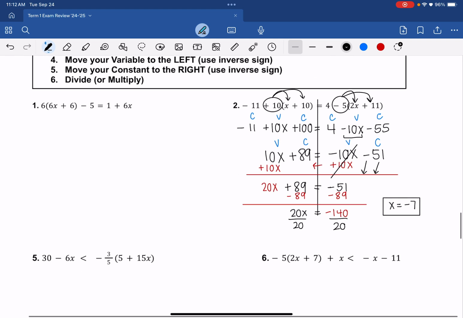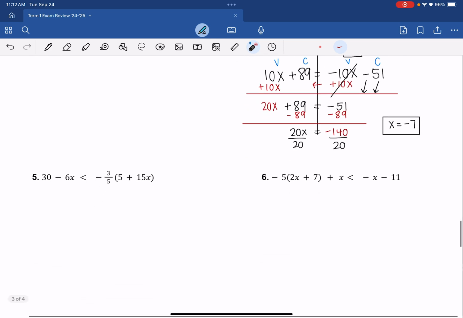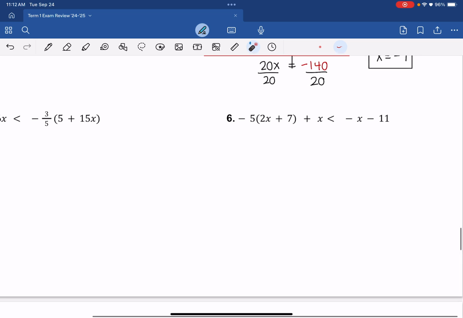Okay. All right. So again, these over here, you're going to end up doing the same steps. We just need to be mindful of bringing down our signs. Okay, number 6. It's an inequality. So remember, when there's an inequality, your steps are the same. We just have that one rule at the end.